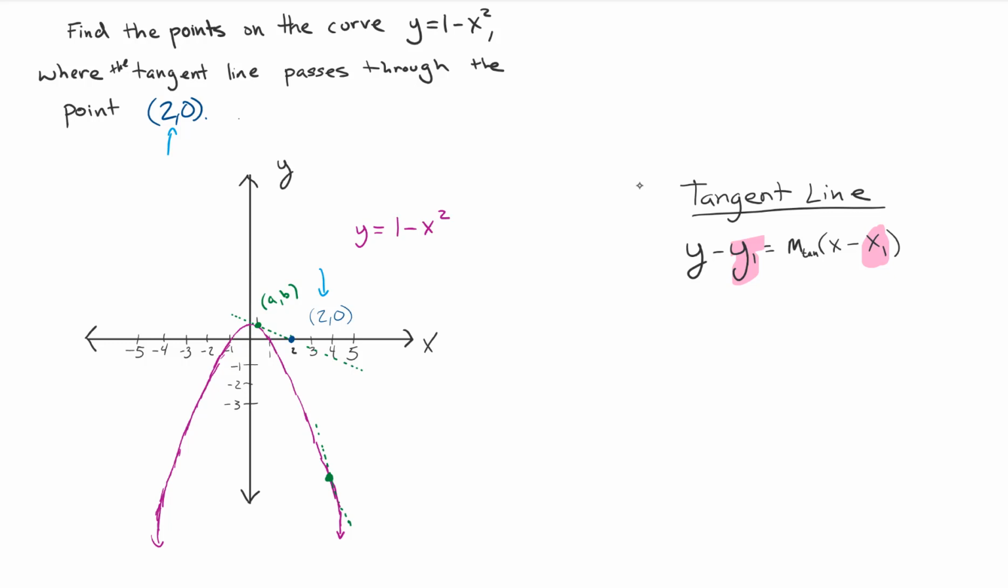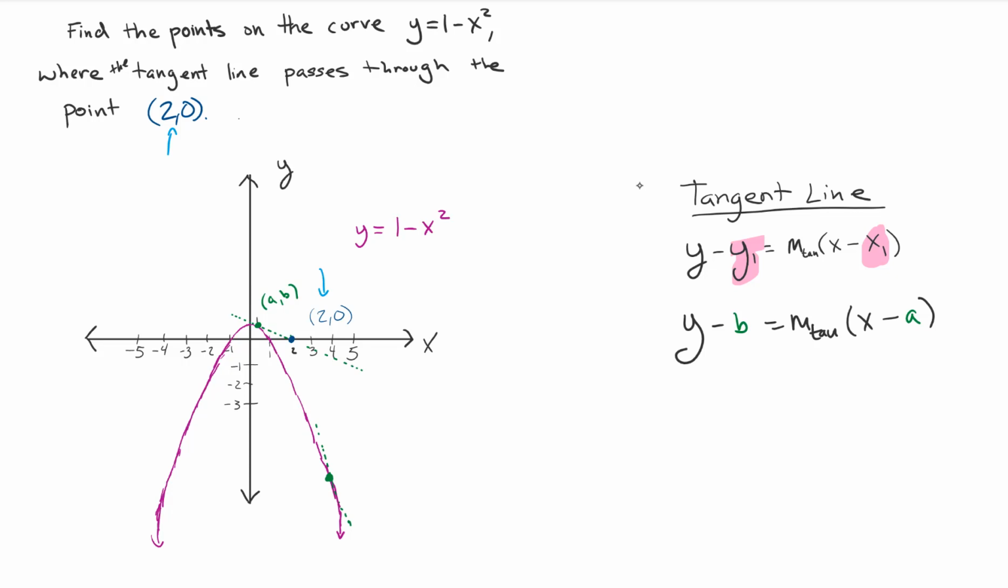Now maybe we want to write it a little bit differently, where we say y minus b is equal to the slope of that tangent line times x minus a, since I called the point (a, b). A goes with your x, so x minus a, and y minus b.